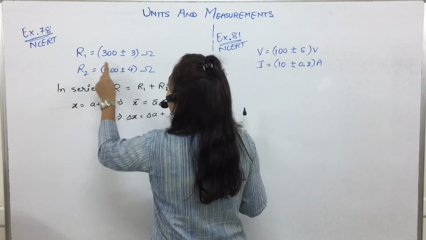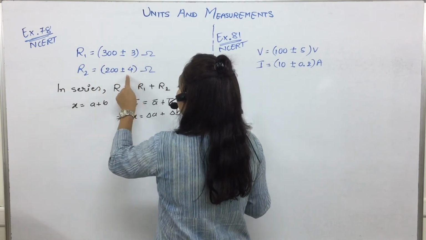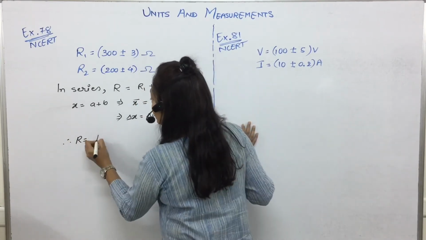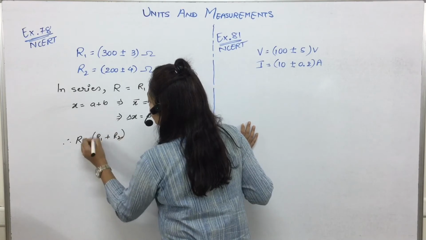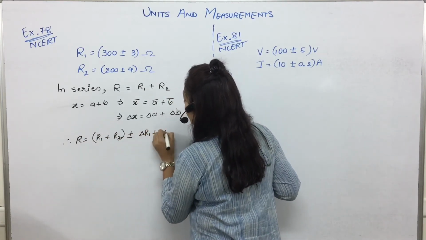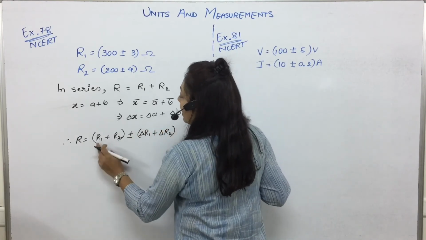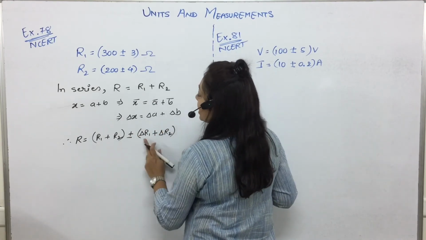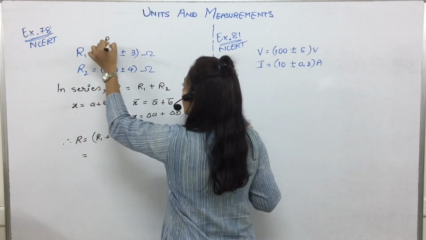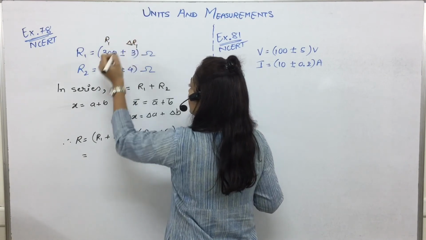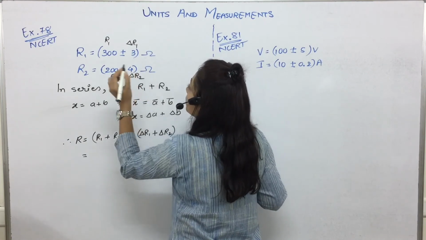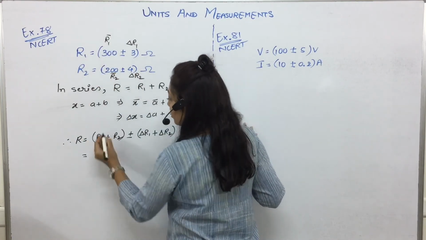See, measured value, error value. Chalo, let's do it. So R is equal to basically R1 plus R2 plus or minus delta R1 plus delta R2. A bar plus B bar, delta A plus delta B. Clear? Okay. So this is our R1 bar, this is our delta R1, this is our R2 bar, this is our delta R2.